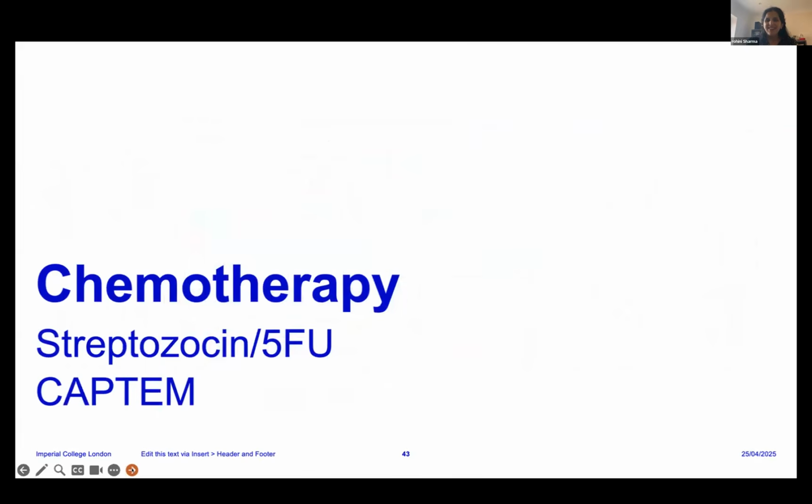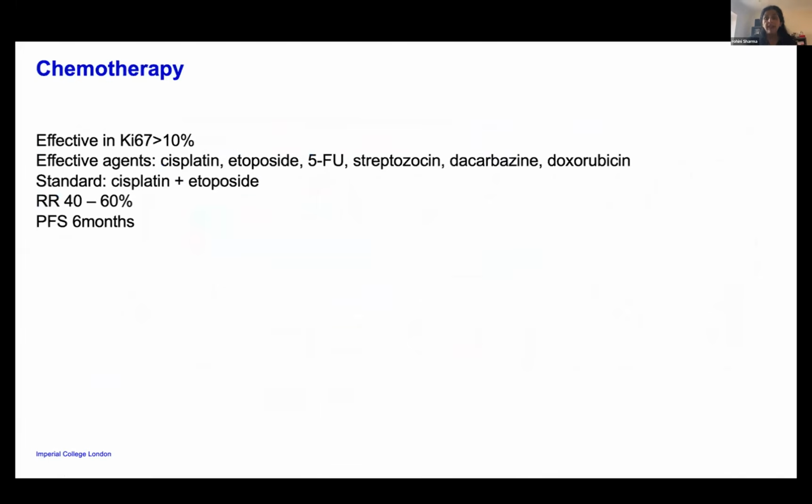So finally, I'm going to talk about chemotherapy. Chemotherapy is a bit of a dog's breakfast. We generally know that it's effective in patients whose cancer has a high Ki-67, so more than 10%. There are a whole plethora of agents which are effective. So cisplatin, etoposide, 5-FU, streptozotocin, dacarbazine, doxorubicin, they're all effective in managing these tumors. Patients who have high-grade neuroendocrine tumors, the standard is cisplatin etoposide, and the response rates are between 40 to 60% with a progression-free survival of 6 months.